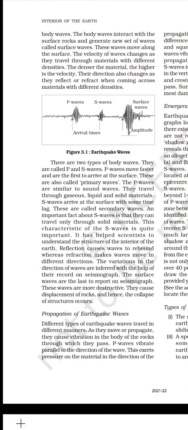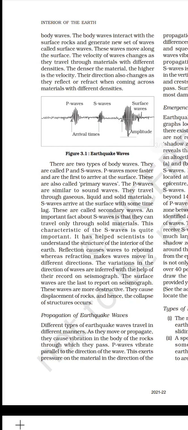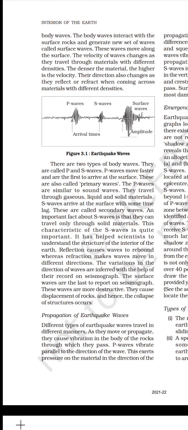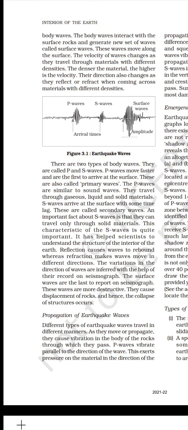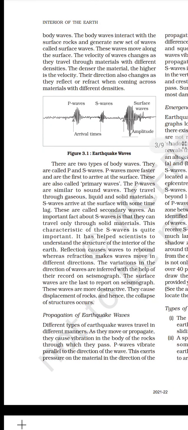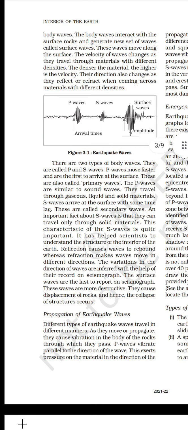S waves arrive at the surface with some time lag. These are called secondary waves. An important fact about S waves is that they can travel only through solid materials. These characteristics of the S waves is quite important. It has helped scientists to understand the structure of the interior of the earth. Reflection causes waves to rebound, whereas refraction makes waves move in different directions. The variations in the direction of waves are inferred with the help of their record on seismograph.